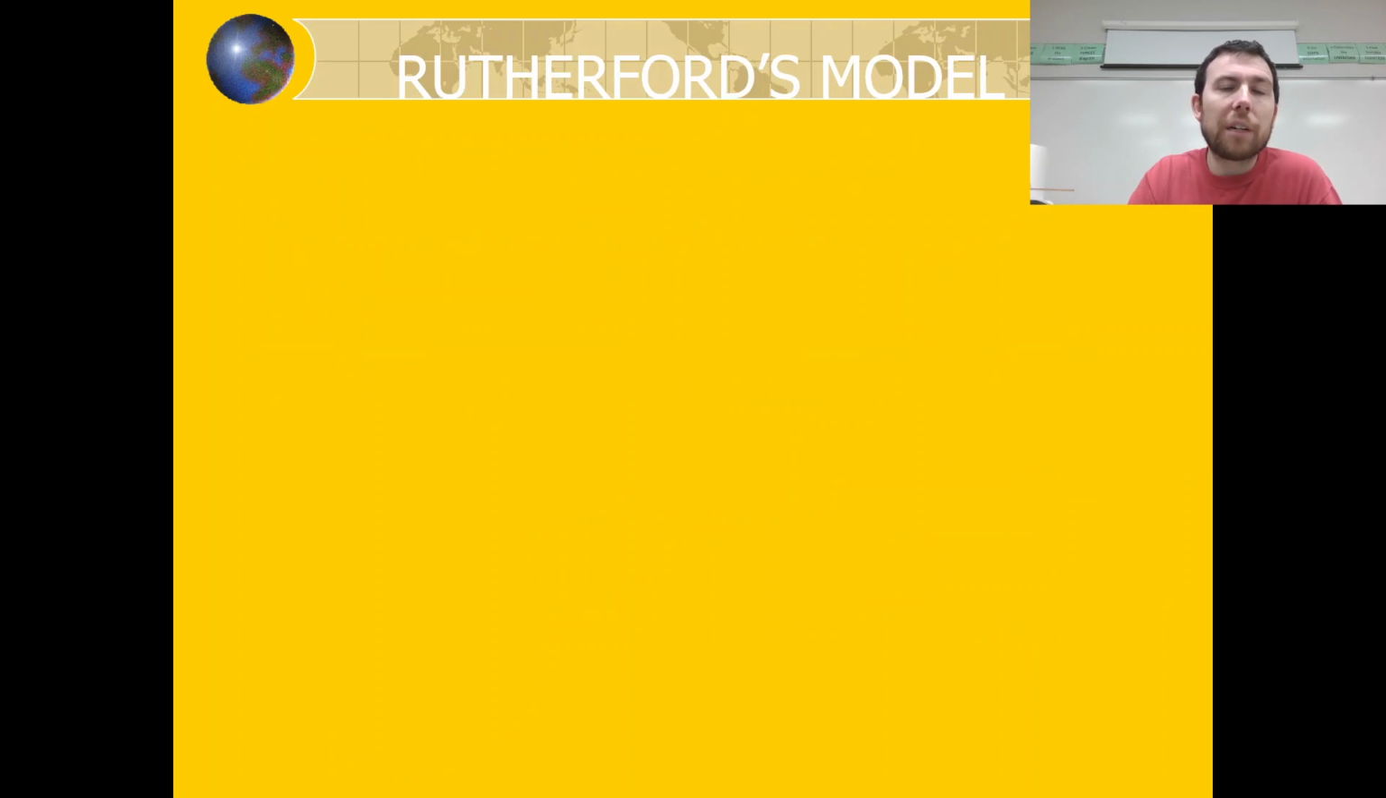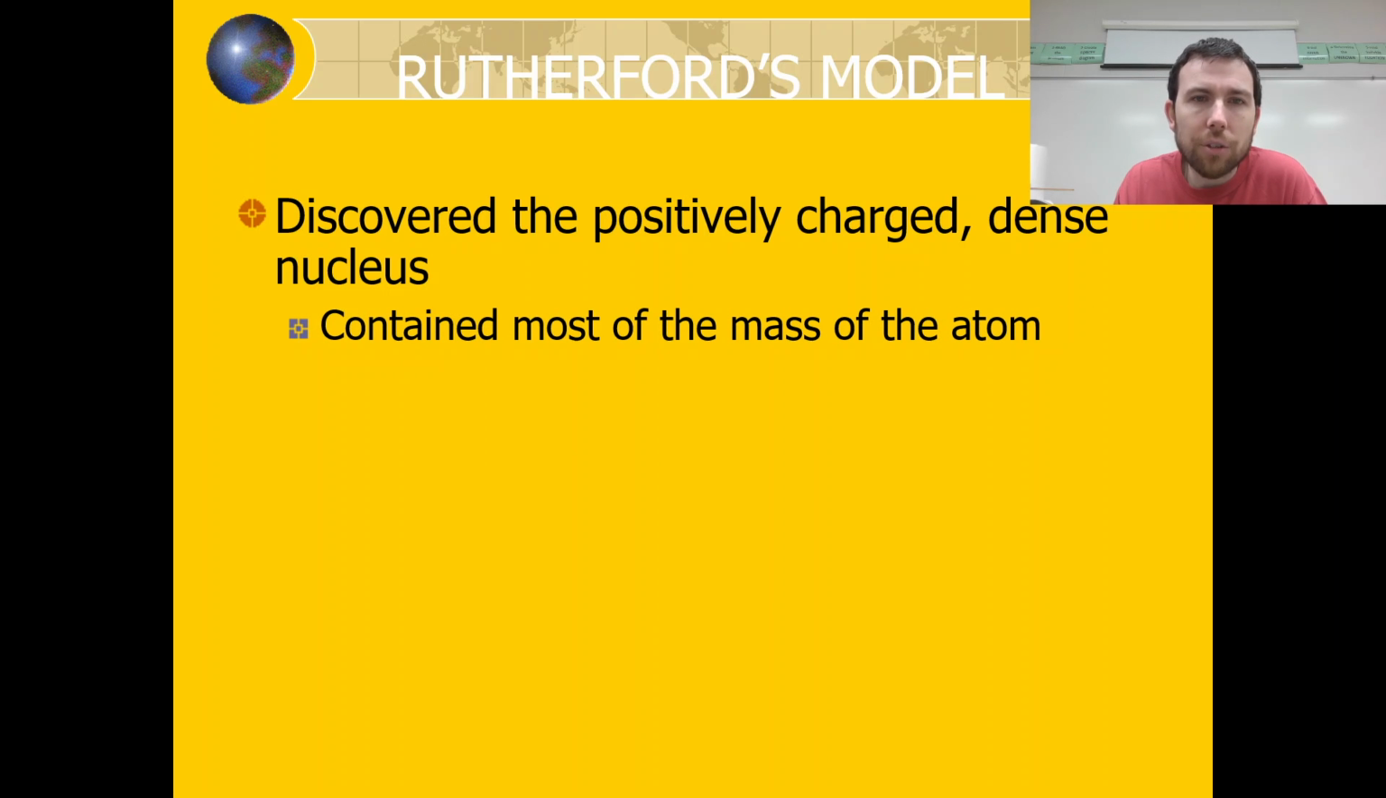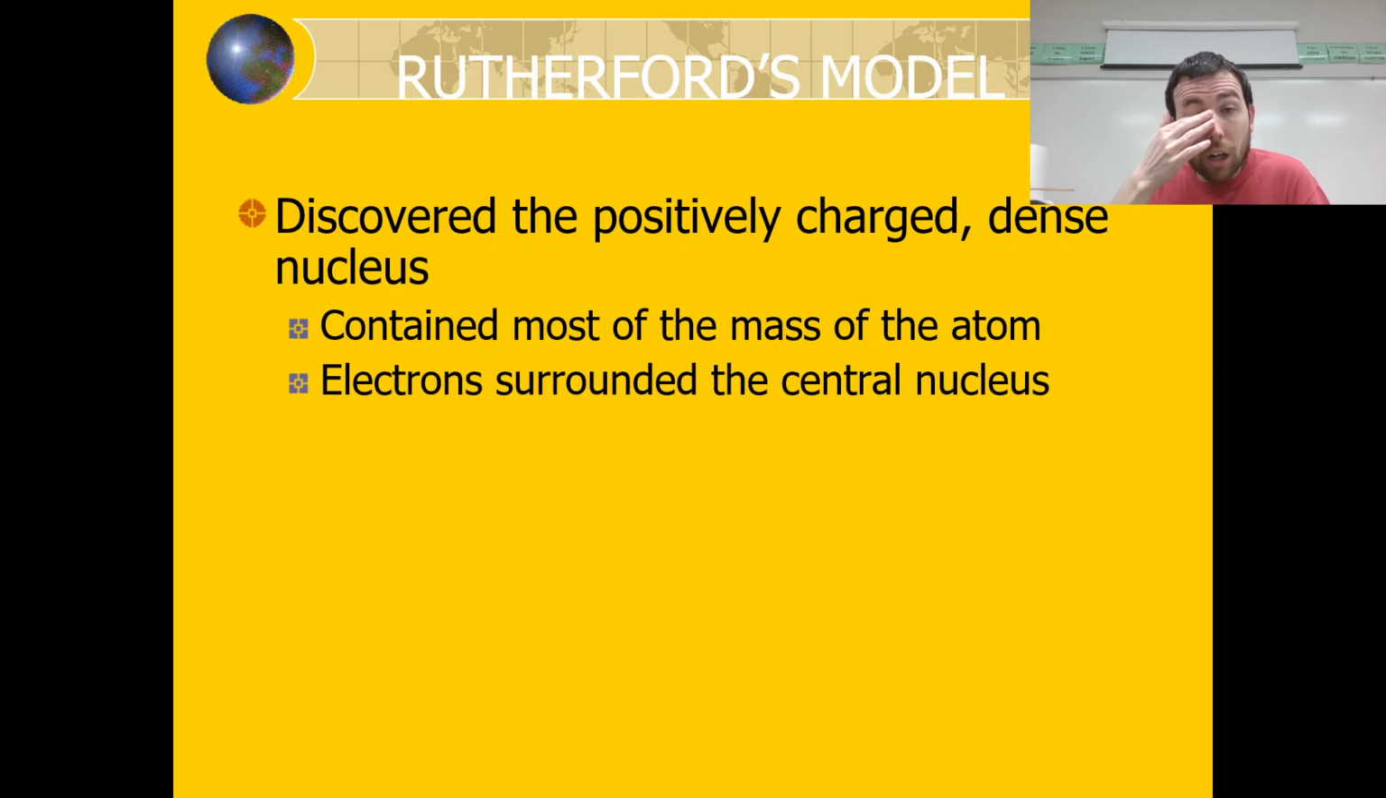All right, moving forward, we move into Rutherford's model of the atom, which was formulated based off of the gold foil experiment. If you're not familiar, the gold foil experiment is what led to the discovery of the positively charged nucleus, and the nucleus being dense. Essentially, that's where the majority of the mass of the atom is coming from. So the nucleus contains the majority of the mass of the atom, and the electrons surround the central nucleus, and what's surrounding the nucleus is mostly empty space. The electrons are in that mostly empty space.